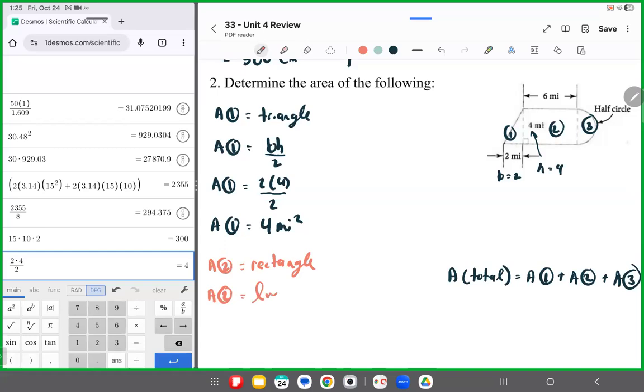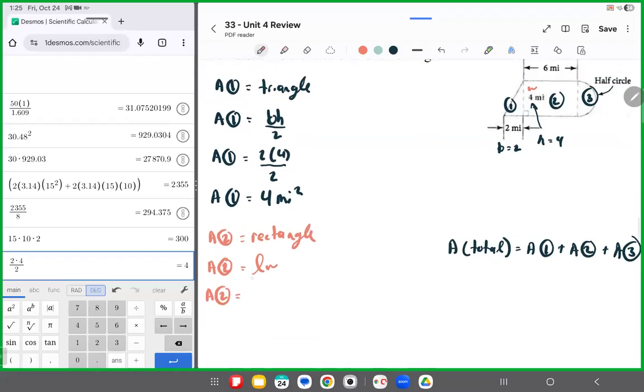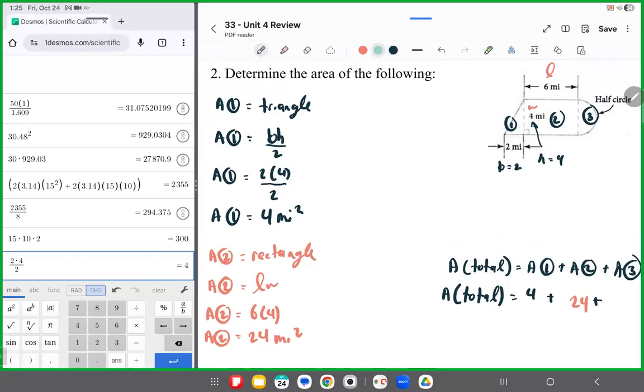It's just length times width. So here we have a length of 6 and a width of 4. So the area of the second shape will be 6 times 4. And 6 times 4 is just going to be 24 miles squared. Okay, so A2 is going to be 24. A1 is going to be 4. Okay, and I like just having this extra side work off to the side so I can neatly talk about all of the questions.